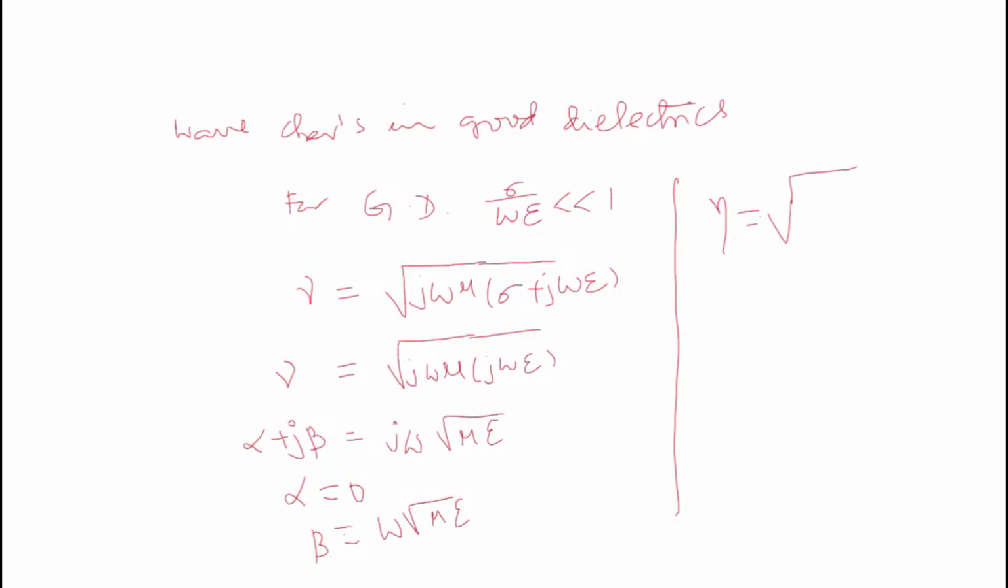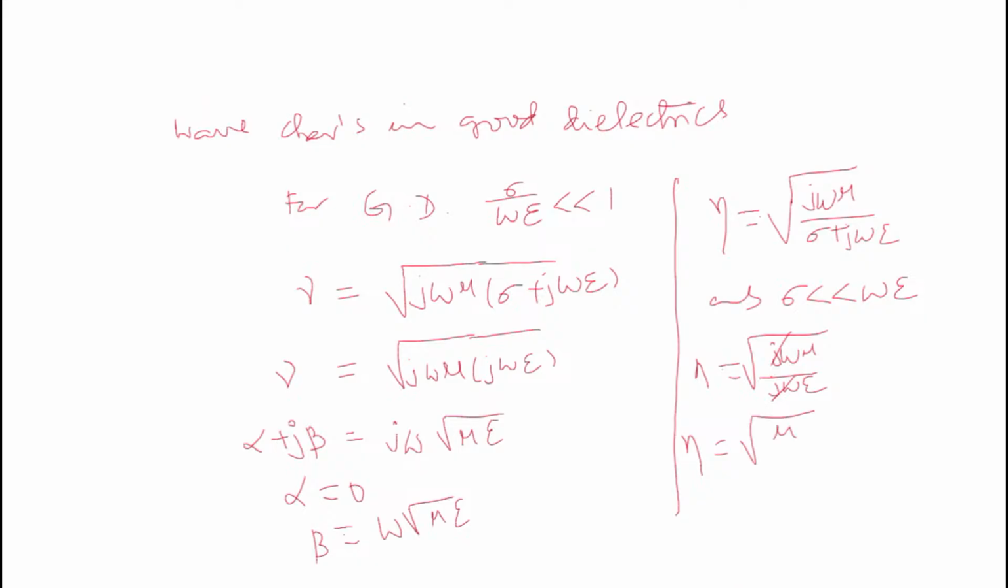Similarly, here eta can be written as under root j omega mu by sigma plus j omega epsilon. As sigma is less than omega epsilon, this can be neglected. So eta can be written as under root j omega mu by j omega epsilon. Here sigma is neglected, and j omega gets cancelled. Eta equal to under root mu divided by epsilon. So here it is real, it is not complex. That's why eta can be written as eta at an angle theta, where theta eta value is 0.